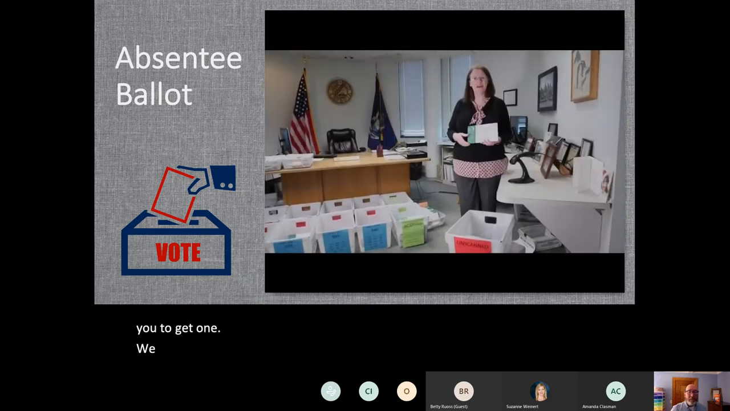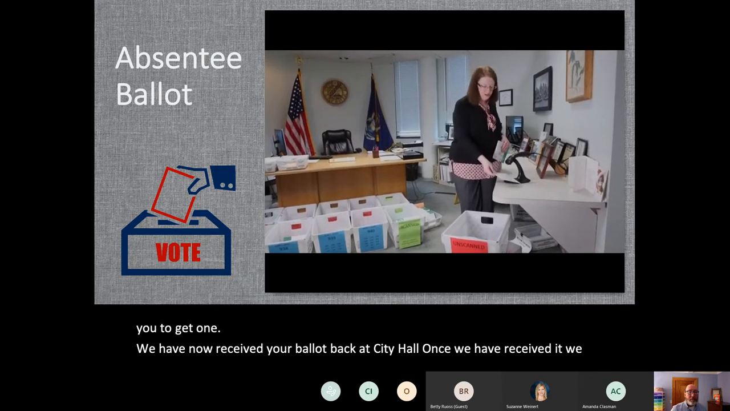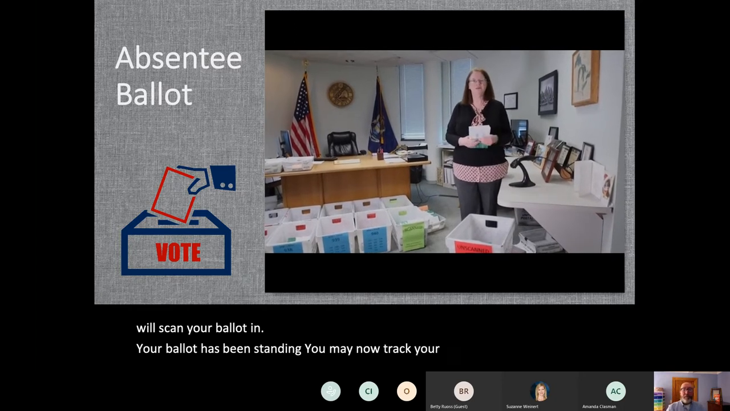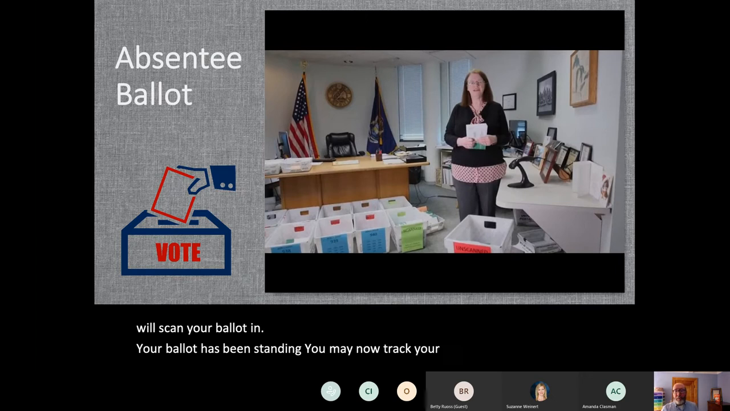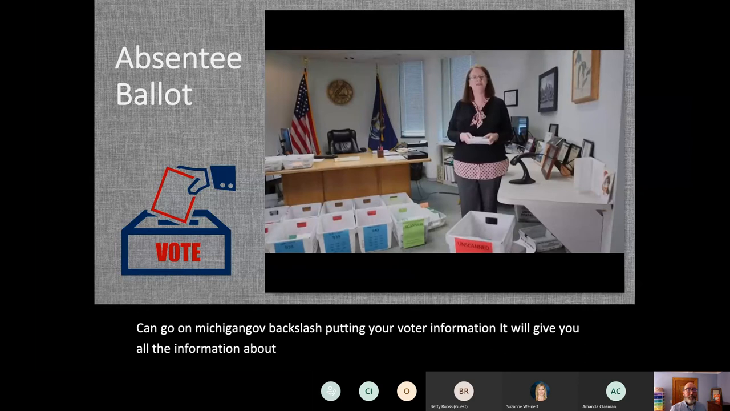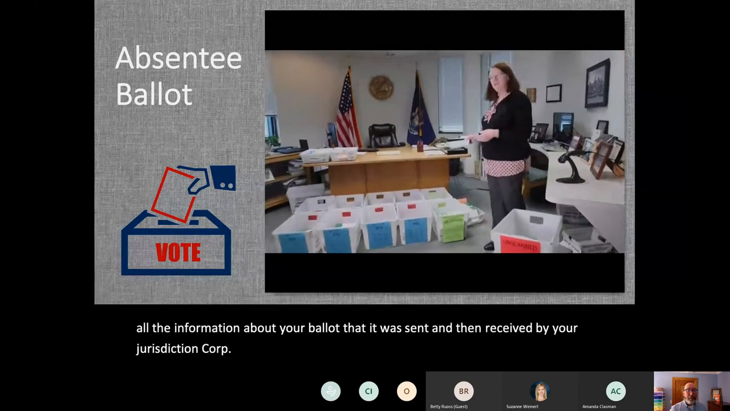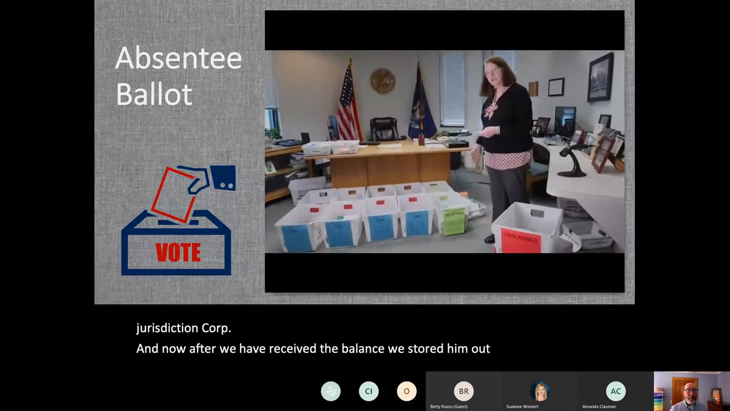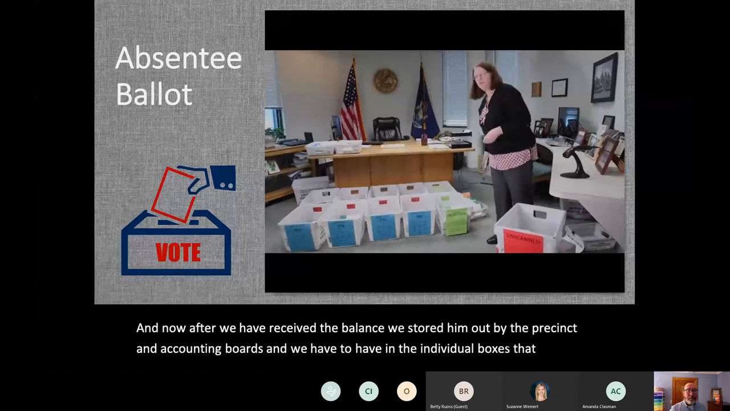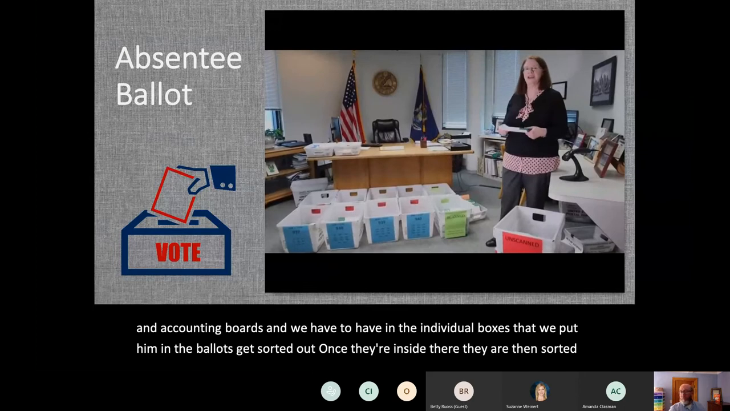We have now received your ballot back at City Hall. Once we have received it, we will scan your ballot in. And once your ballot has been scanned in, you may now track your ballot. And you can go on michigan.gov/vote, put in your voter information, all the information about your ballot that was sent and then received by your jurisdiction clerk. And now after we have received the ballots, we store them by the precincts and the counting boards. In the individual boxes that we put them in, the ballots get sorted out. Once they are inside there, they are then sorted by precinct and by ballot number.